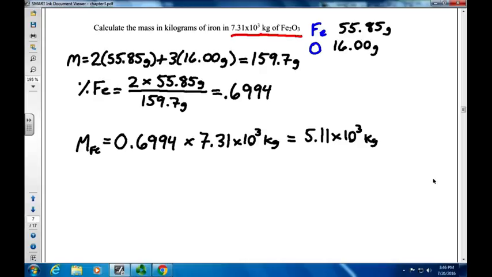That's it. That's all there is to it, to getting the mass of a species inside of a molecule given the mass of the molecule itself.